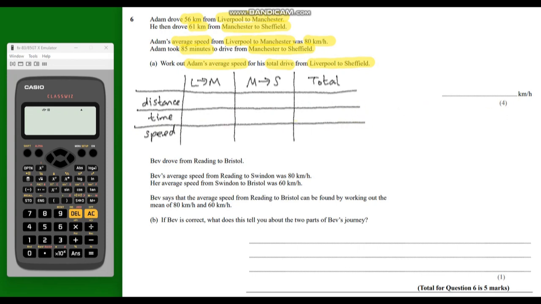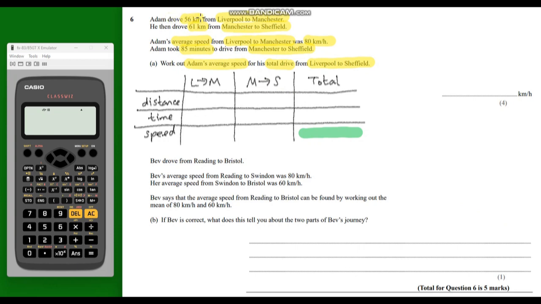First of all, what is the question asking us to work out? It says work out Adam's average speed for the total drive. So the speed for the total drive, that is what we're trying to work out. Now let's put in the information we've been given.